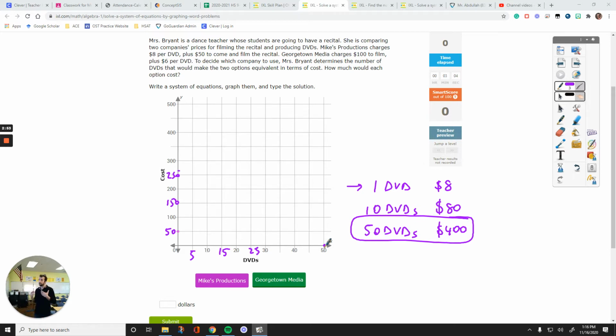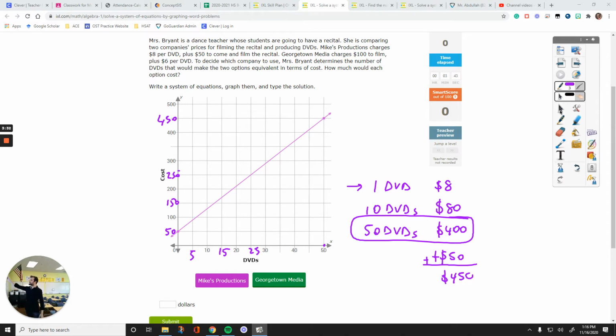But my initial fee was $50. So there was this initial fee on top of the DVD prices, so add them together, $450. So that 50 should go to 450, which is right in between them. So this right here is 450. On top of the initial 50 that the guy should pay, he's going to pay 400 more, which leaves him with $450. So this is for Mike's Productions.